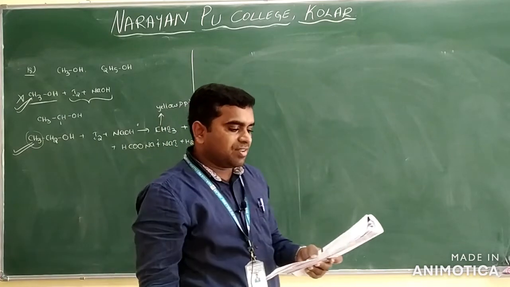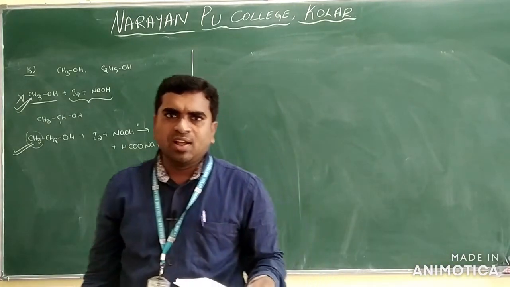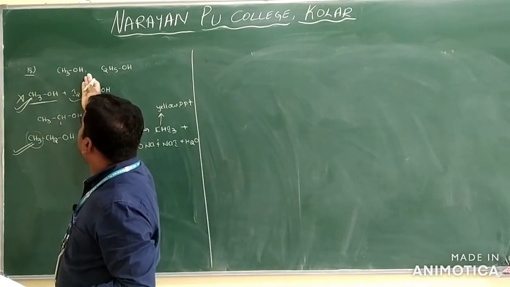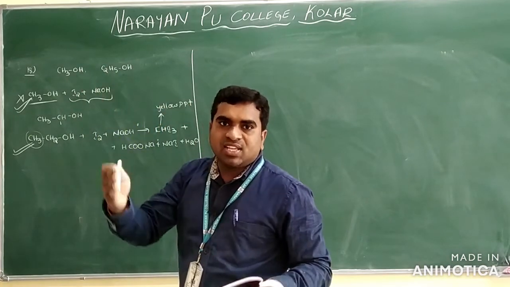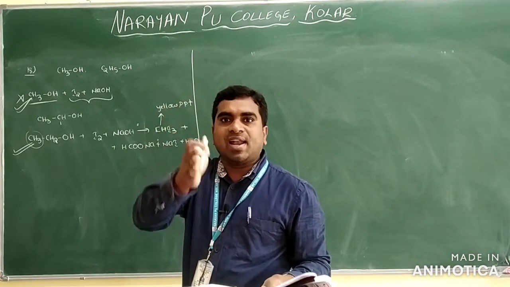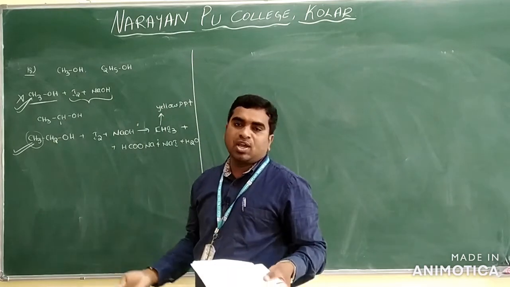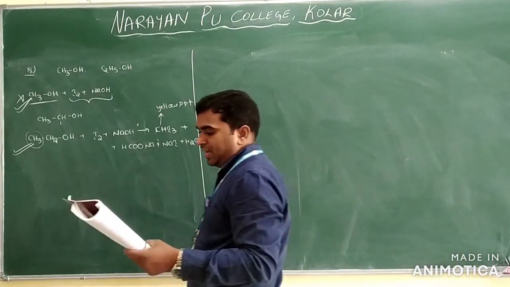Clear? Now treated with chromium in dilute H2SO4. This is oxidation. Alcohol gives aldehyde, and this also gives aldehyde. And CrO3 in dilute H2SO4 means it will not stop at the aldehyde stage, it goes to the acid. It also gives the acid, so we cannot distinguish easily. So next one, question number 19.